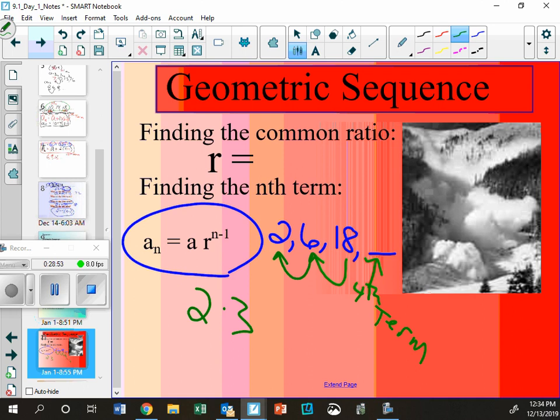Okay, so R is 3, and then it's n minus 1. What is my n? If n is 4 for 4th term, I do 4 minus 1. So that's 3 to the 3rd is 27. 27 times 2, 54. I think I did that right. Yeah. Okay.